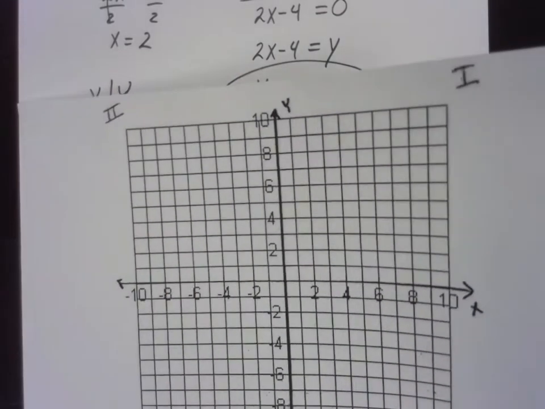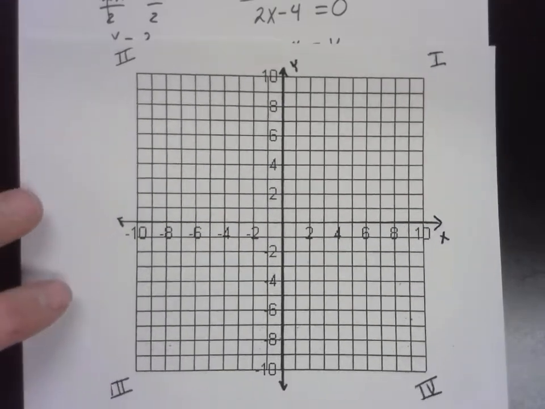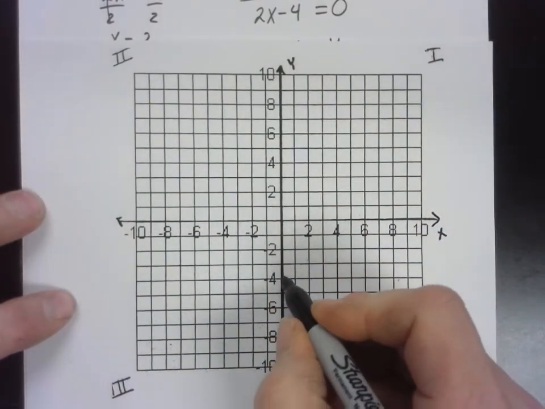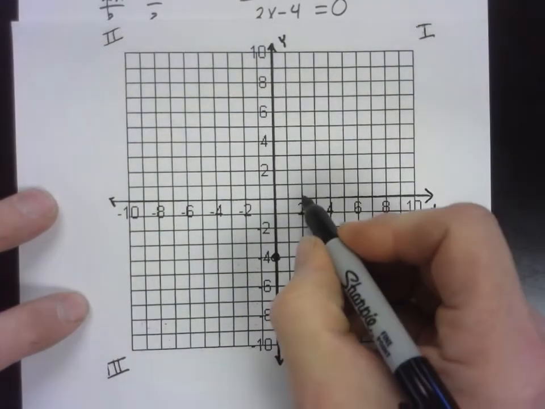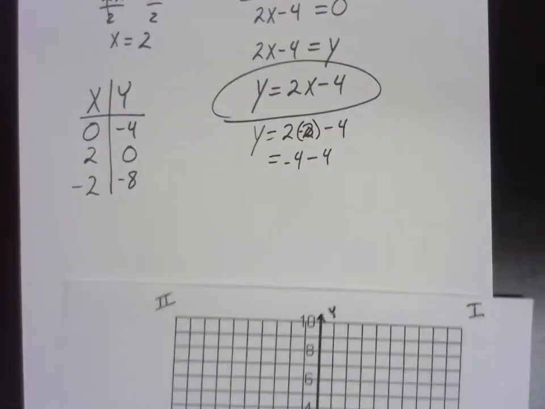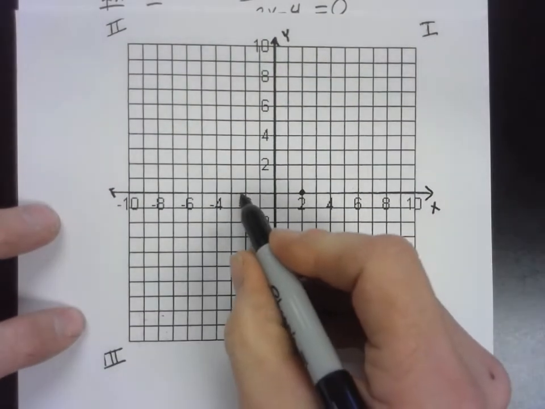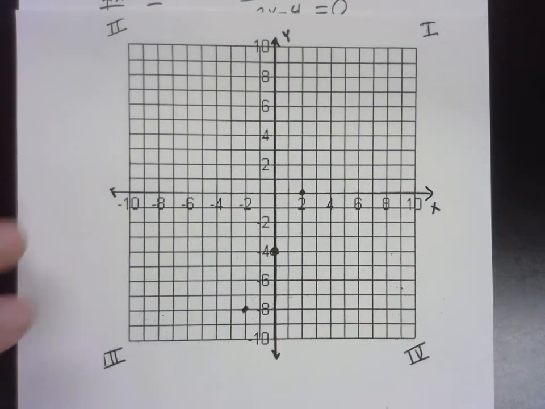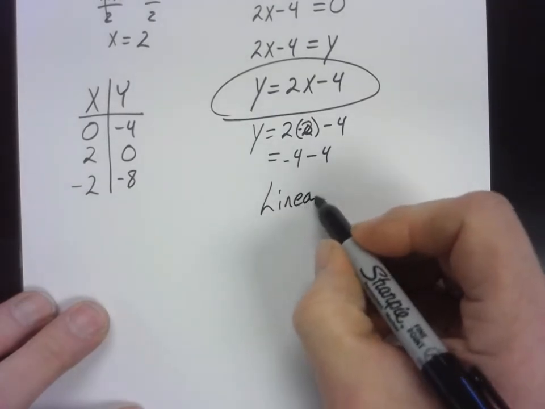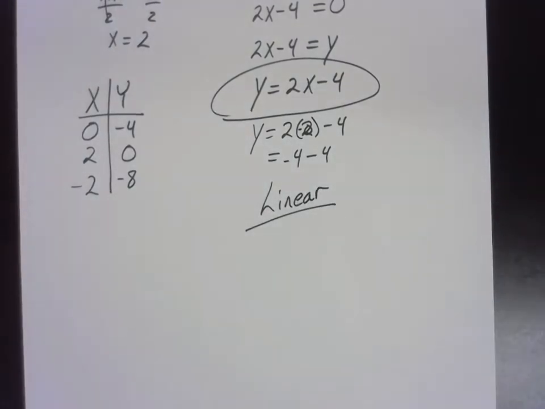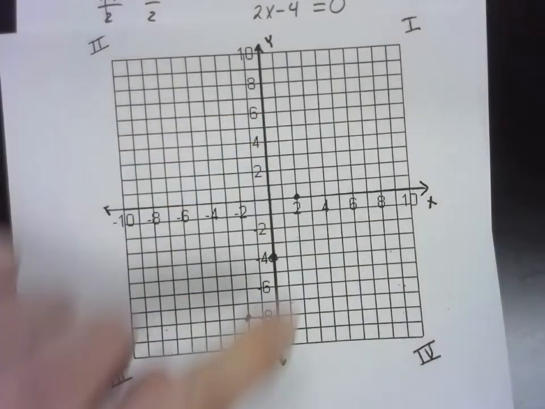0, negative 4. 2, 0. Negative 2, negative 8. And what do you guys start to notice about those points? Oh, that's the word. They're linear. It's a linear equation. All of the ordered pairs that make it true will fall along this line, right?